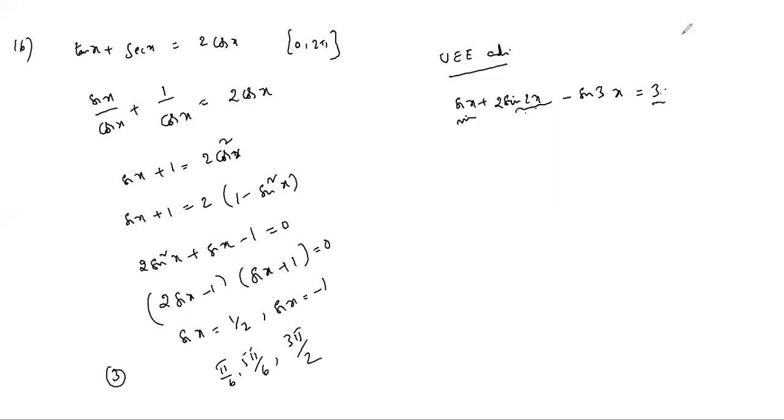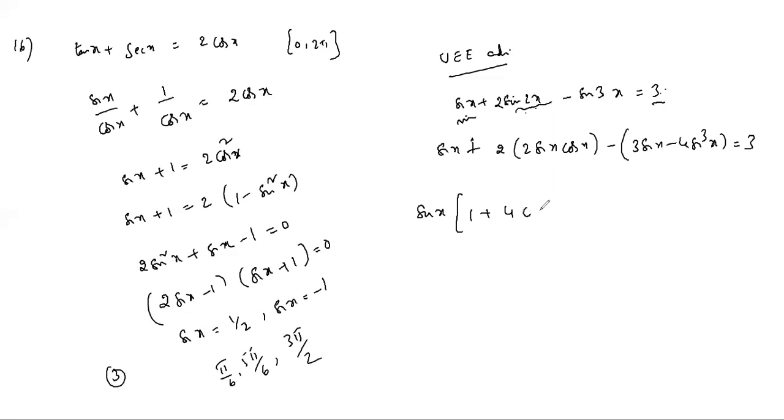Otherwise you can write in terms of sin x. You can solve it. Sin 2x is 2 sin x cos x. Sin 3x is 3 sin x minus 4 sin cube x, equals 3. So from the equation you can take sin x common. 1 plus 4 cos x, minus plus 4 sin square x equals 3.